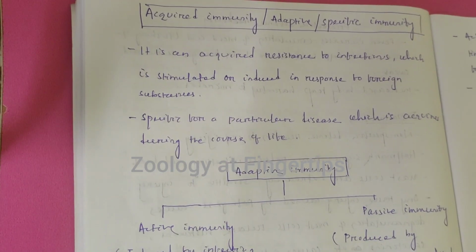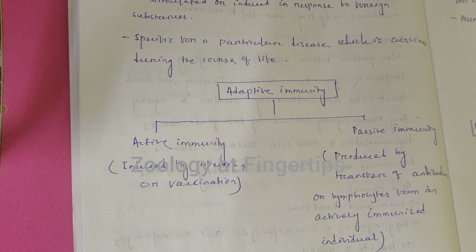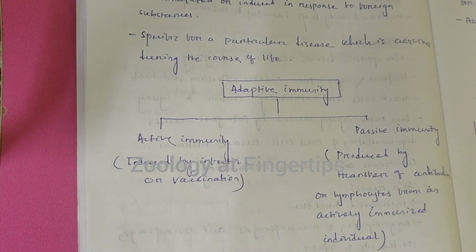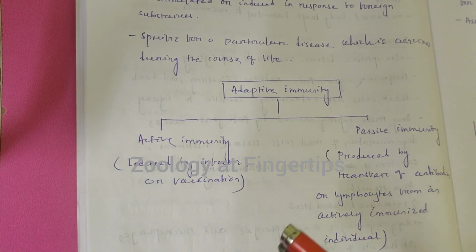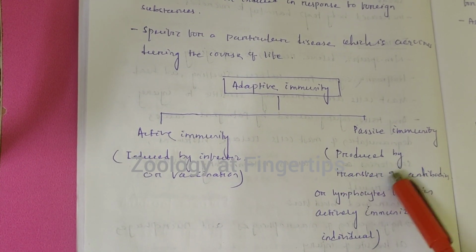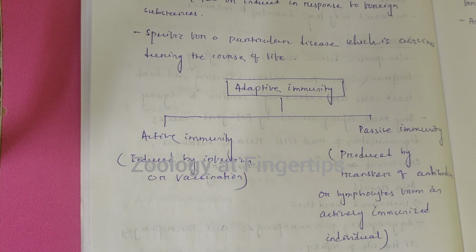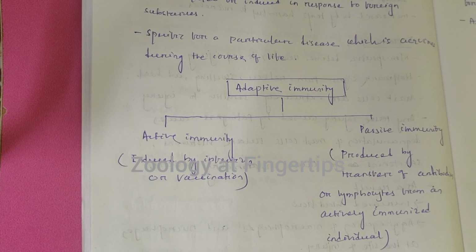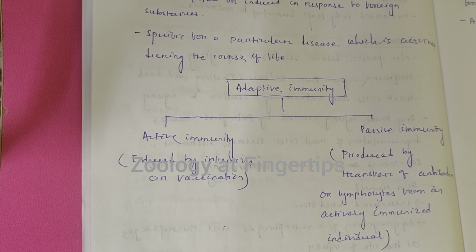Adaptive immunity is traditionally divided into two types. One is active immunity, another one is passive immunity. In active immunity, our immune system plays an important role, that is, it is activated. It is induced by infection or by vaccination. In the case of passive immunity, our immune system plays a passive role. Our immune system does not need to be active in this case. It is developed by direct transfer of ready-made antibodies or lymphocytes from an actively immunized individual. Another example of passive immunity is the transfer of antibodies from mother to fetus. It also comes under passive immunity.